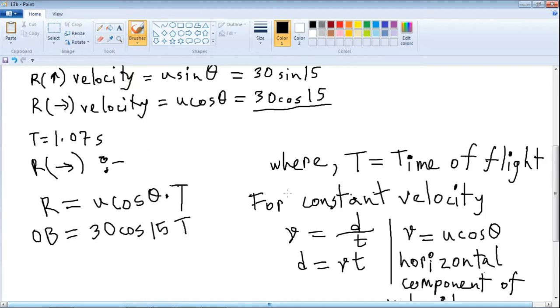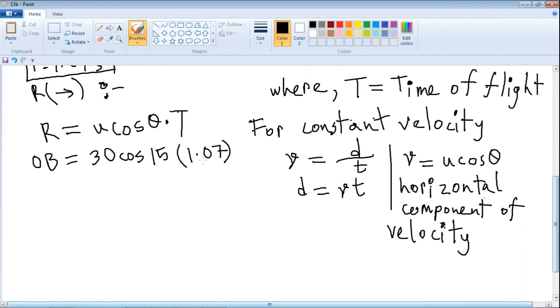Here we also know the time of flight. In part A we have found the time of flight, and we will use it here. The time of flight value is 1.07 seconds.